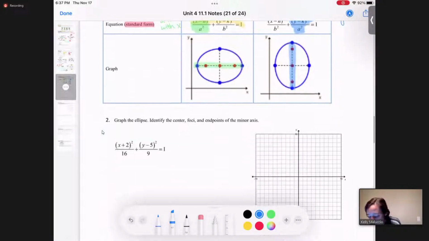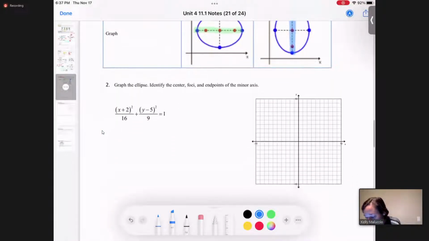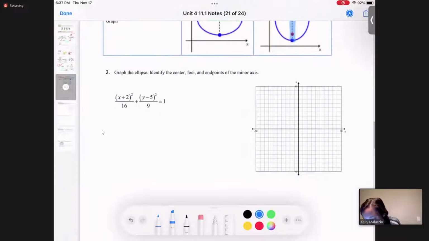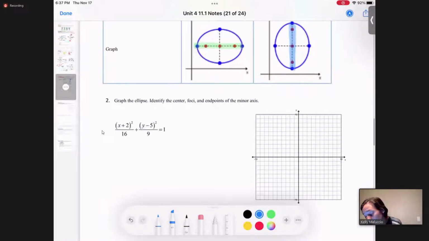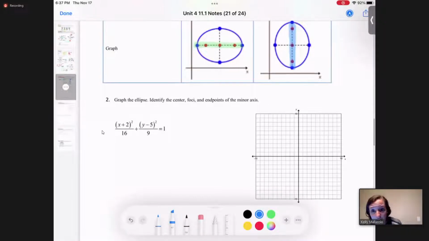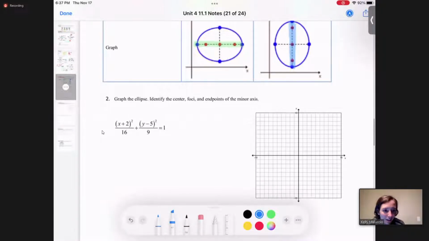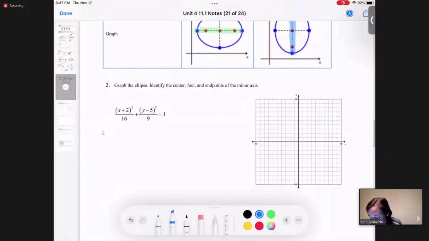Okay. And so now we want to graph this ellipse. We'll identify the center, the foci, and the endpoints. It's even saying the endpoints of the minor axis as well, which we did identify last time. It just wasn't asked of us, I guess.